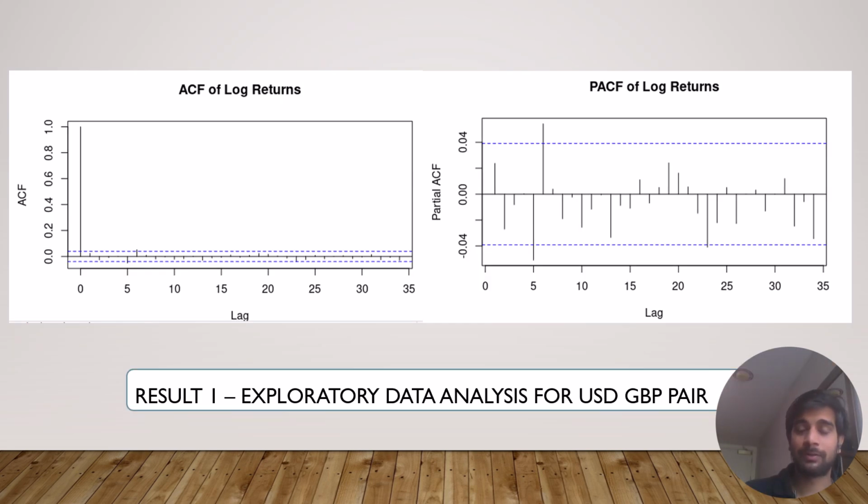Then the autocorrelation and partial autocorrelation functions. The autocorrelation function we use to find if there are some patterns in the lagged values, and the partial autocorrelation we use to find if there is a pattern in the residuals of the values, whether they are following some pattern or not. In the partial autocorrelation we can see that some initial lag values are crossing the blue mark, while the autocorrelation function is within the limit.